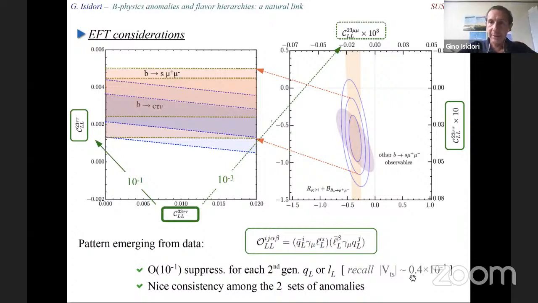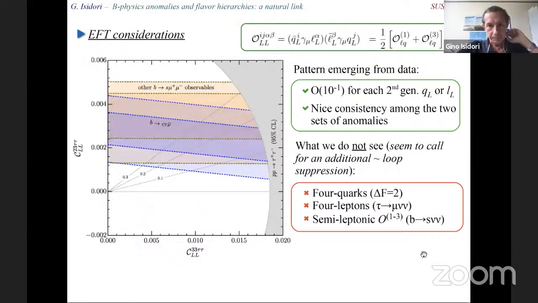And recall that this is exactly the size that we have in the Yukawa coupling, where we also have the 10 to the minus 2 suppression when we go from third generation to second generation field. And there is a nice consistency between the two sets of anomalies. So with this type of operator, if we just look at the anomalies, everything is nice with a nice flavor structure.